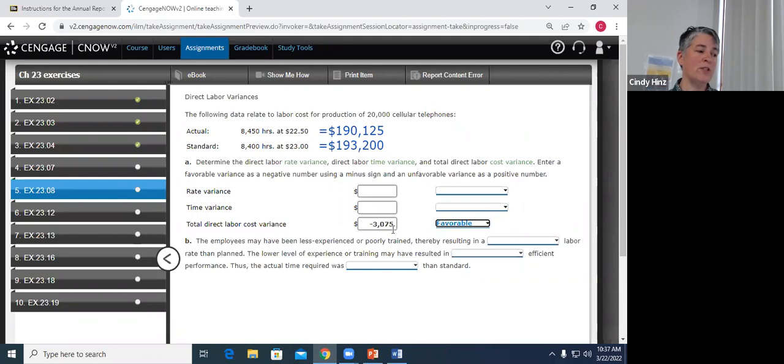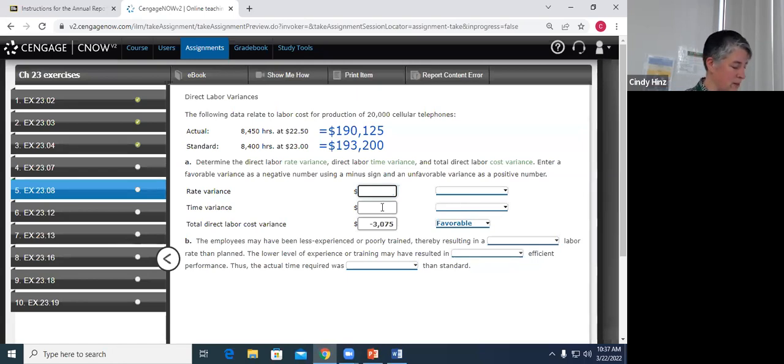Let's figure out how much of that is because we used more time and how much of that is because we spent less per hour. So we'll go to the rate variance first. How much did we pay? Well, we can see, looking at these, that it's a 50-cent per hour difference. Okay. A 50-cent per hour difference, and our actual hours worked, 8,450 hours.